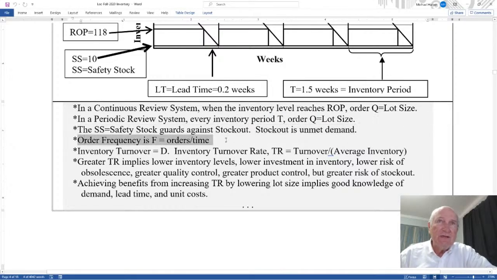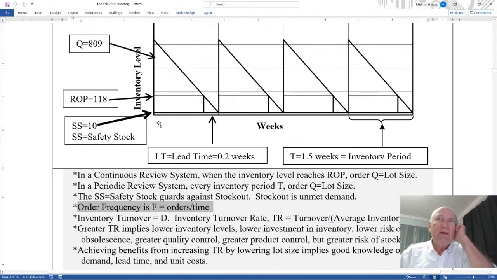Order frequency is orders per time. Order frequency is the number of orders. Like if this is a week here, if let's say 1.5 times 4, this is 6 weeks. Over this 6-week period, our order frequency is 4. Here's an order, here's an order, here's an order. That's the order frequency. So the order frequency is 4 over 6 weeks. My order frequency over 1.5 weeks is 1.